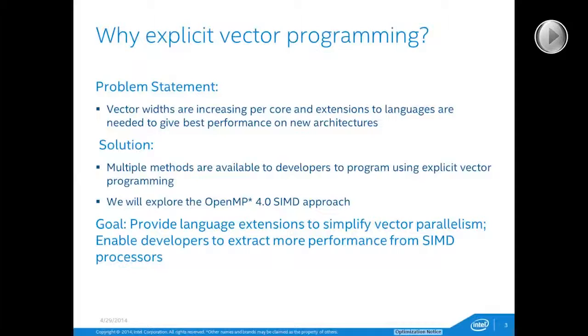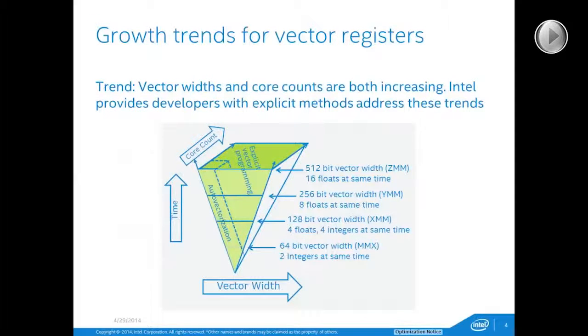There's lots of different methods that are available to developers to program using explicit vector programming. We're going to explore one approach, and that's the OpenMP 4.0 SIMD approach. A couple of weeks ago, we talked about array notation, which is an Intel Cilk Plus extension. Now we're talking about OpenMP 4.0. So our goal is to provide language extensions to simplify vector parallelism. This enables developers to extract more of that performance from their SIMD processors.